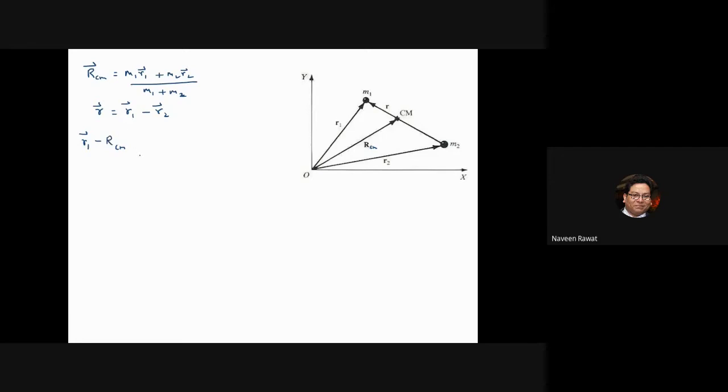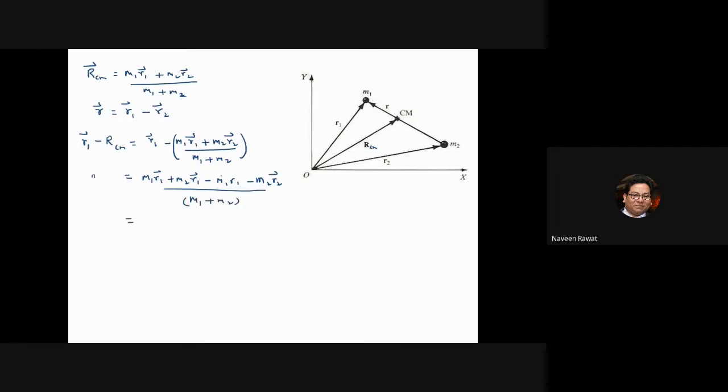Okay, what will I get? I will get r1 minus m1 r1 plus m2 r2. Okay, and I have this entire expression divided by m1 plus m2. Okay, so now I can take the LCM. Okay, the left hand side remains the same, so I will get m1 r1 plus m2 r1, minus m1 r1 minus m2 r2. Okay, so I am taking my negative sign inside. Okay, and the entire expression will be divided by m1 plus m2. Okay, so I have taken the LCM.